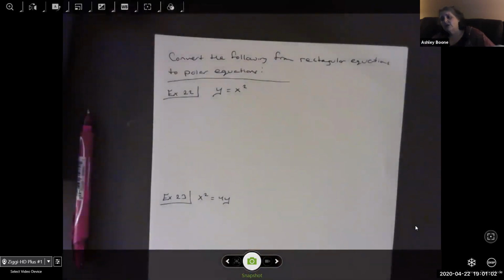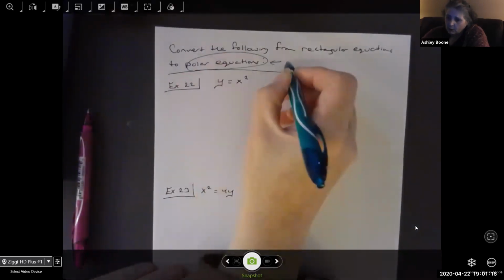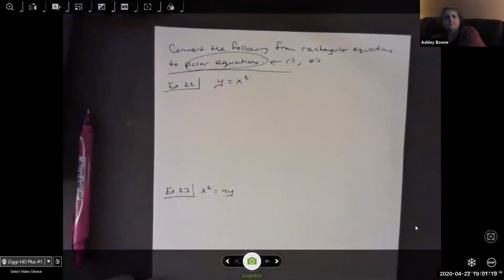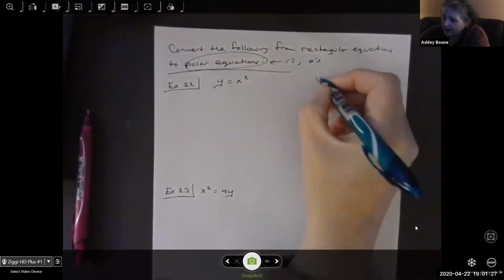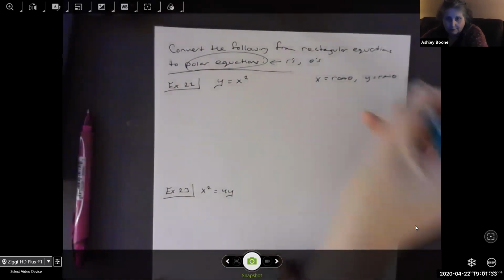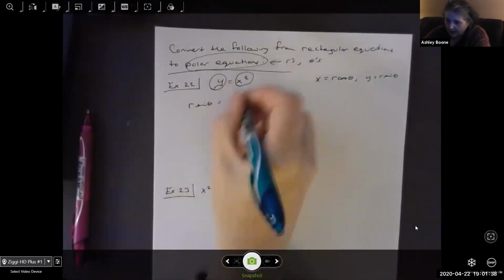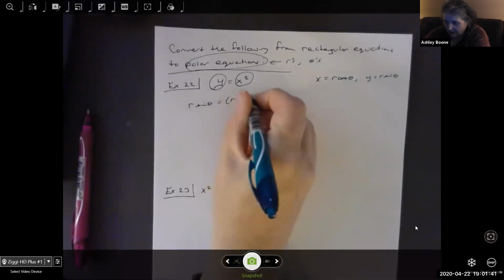So let's try converting from rectangular to polar equations. We're going to do the opposite of what we just did. We're starting with things with x's and y's, and we want to get in a form where we have r's and thetas. Now with this one, this is going to take a little bit more of a direct approach because we know that x is equal to r cosine theta and y is equal to r sine theta. So I know that y is r times the sine of theta, and I know that x is r times the cosine of theta, squared.